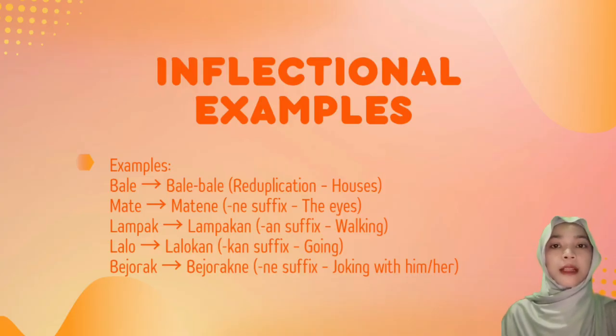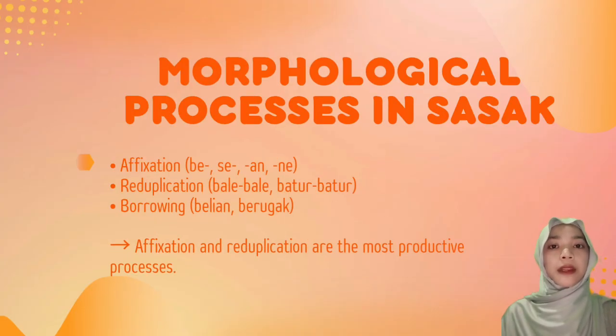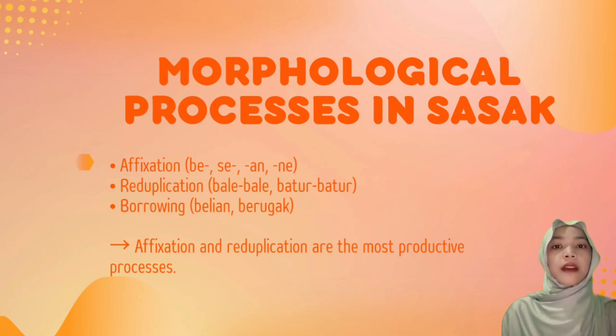plurality or grammatical meaning. And in my research, I found 3 main morphological processes in Sasak. First is affixation, reduplication, and borrowing. Affixation includes prefixes such as be, se, and ngan, and suffixes such as an, ne, and kan.